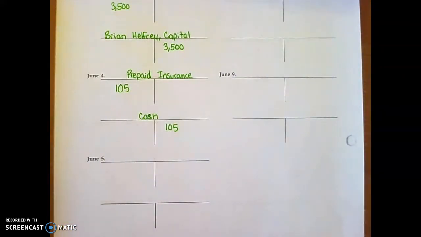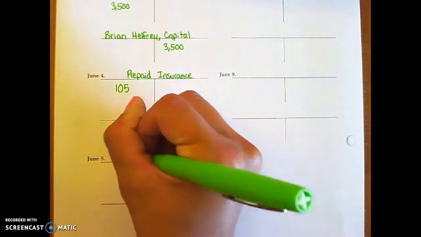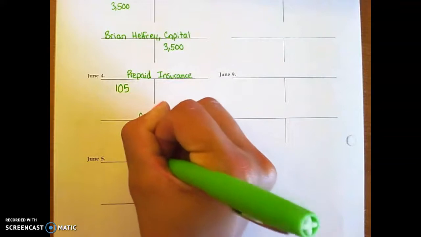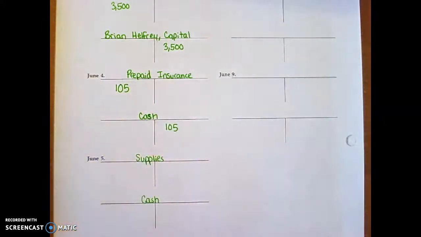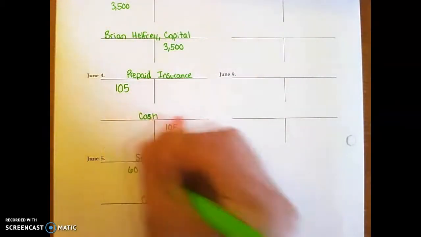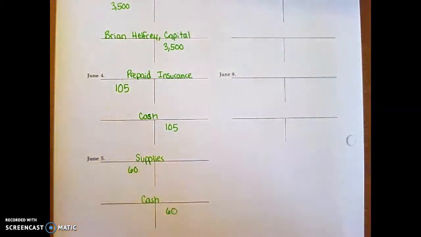On June 5th, we paid cash for supplies, $60. Our two accounts for that are supplies and cash. Both of these are assets. Assets increase with a debit and decrease with a credit. So supplies is increasing, therefore supplies will receive a debit of $60. And cash is decreasing since we paid cash, so cash will receive a credit of $60.